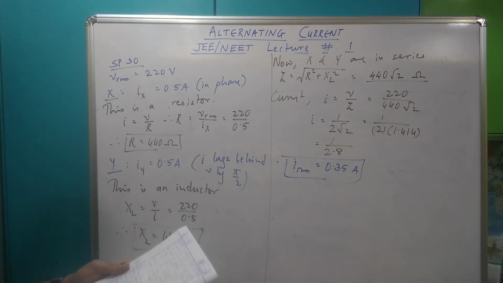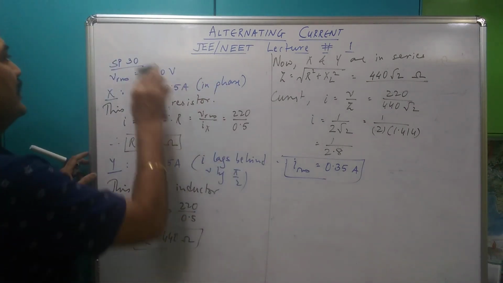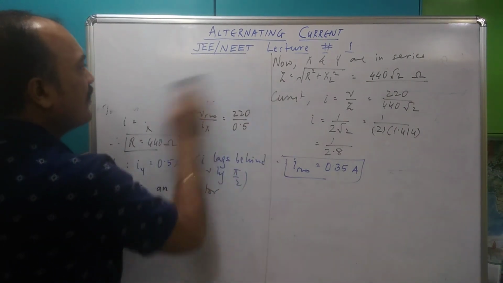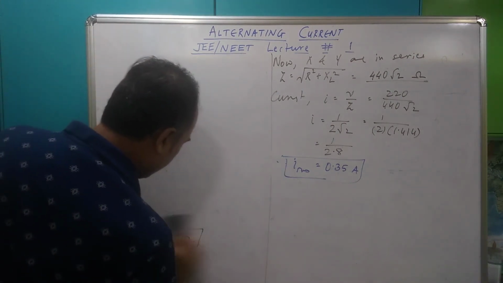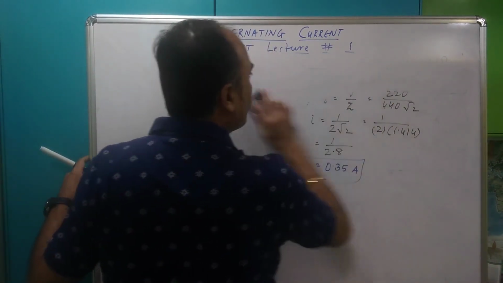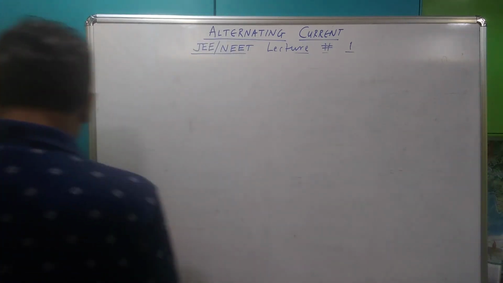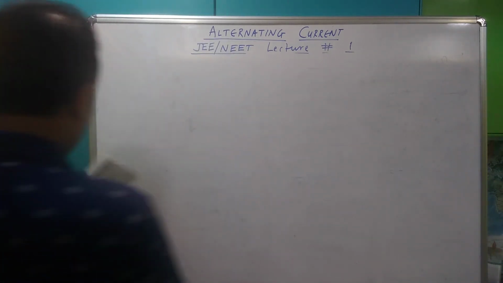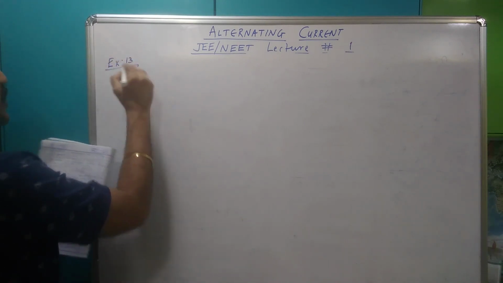I'm off to do example 13. But before that I'll have to take this off. Example 13. Wide variety here and there. Number 13. So what's number 13? Example 13. What do they have for us?